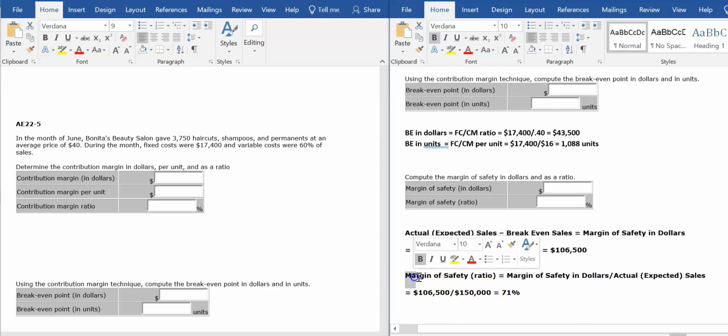We then divide the margin of safety in dollars by the actual sales to get a margin of safety ratio. In other words, what this is telling us is the salon can lose $106,500 worth of sales before they start to incur a loss. They have a 71% cushion in terms of how far they can drop before they would incur a loss.